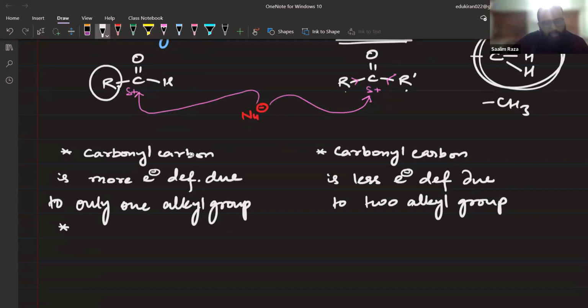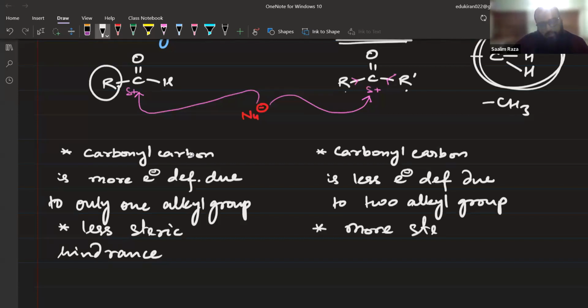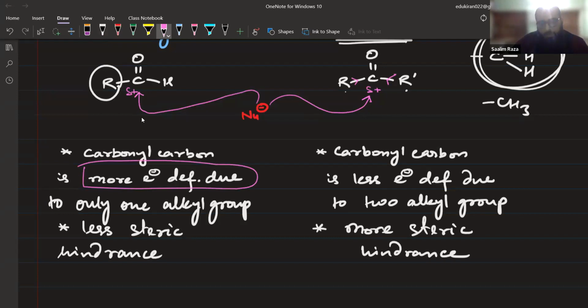नेक्स्ट पॉइंट यहाँ पे हम लिख रहे हैं, less steric hindrance, यहाँ पे more steric hindrance. ठीक है, अब एक बात समझिए, यहाँ पे carbonyl carbon is more electron deficient, यानी कि ज्यादा पॉजिटिव चार्ज, यहाँ पे less. पहला वाला reason की वजह से भी aldehyde will be more reactive.